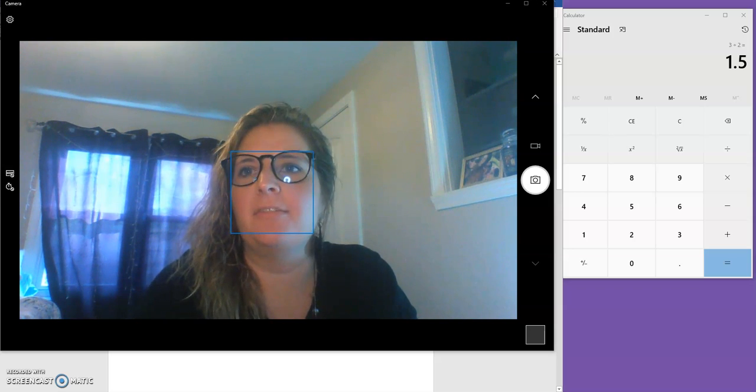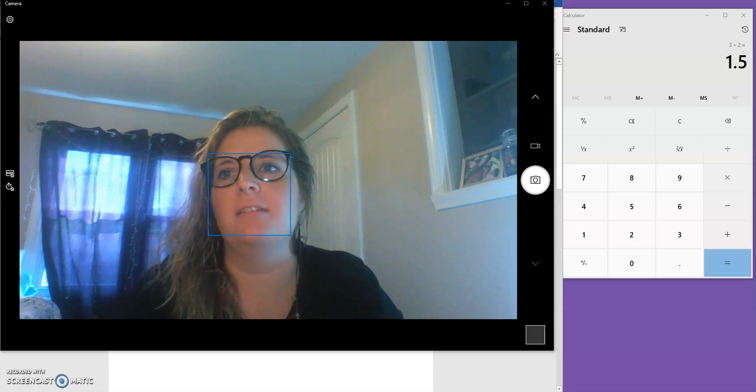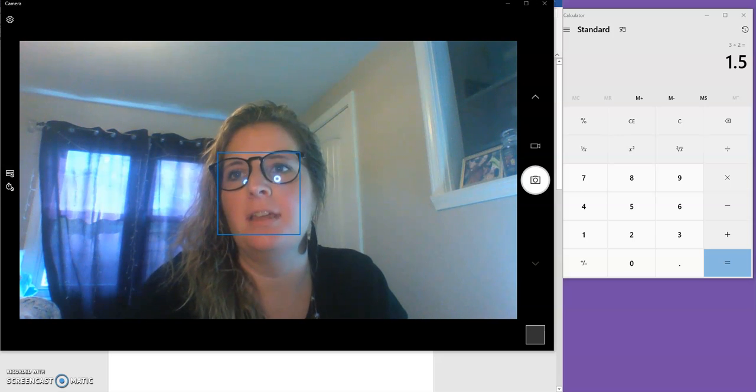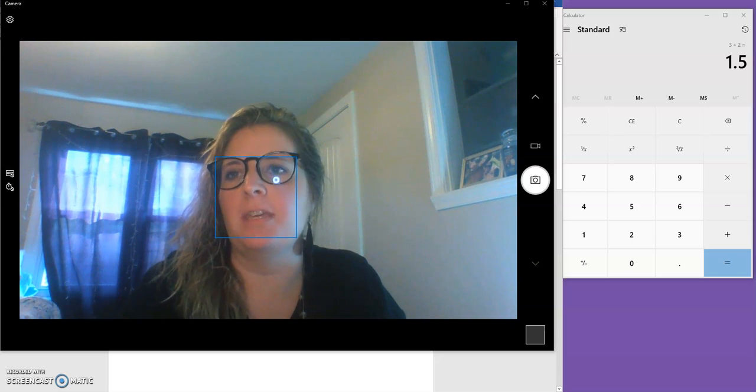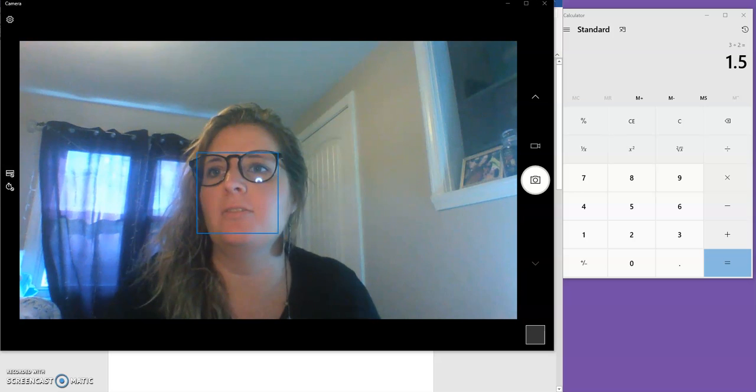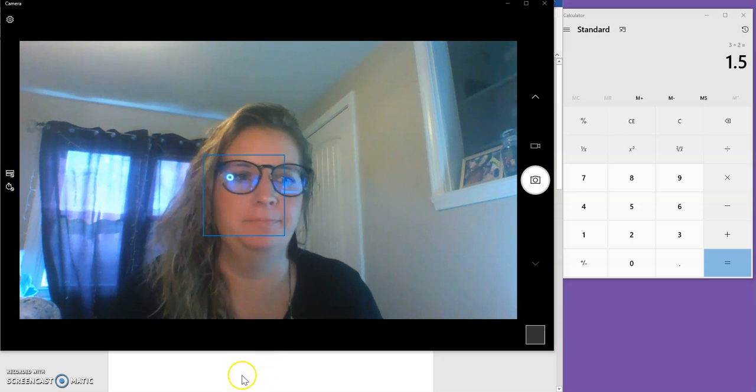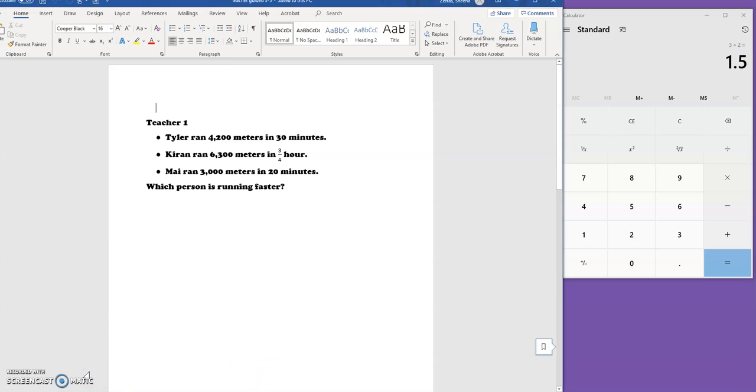In Unit 2, Lesson 5, the skill we are practicing is finding a unit rate, and we are finding that so that we can compare prices and so that we can compare speeds. In this first example, we are trying to decide which of these three runners is going the fastest.